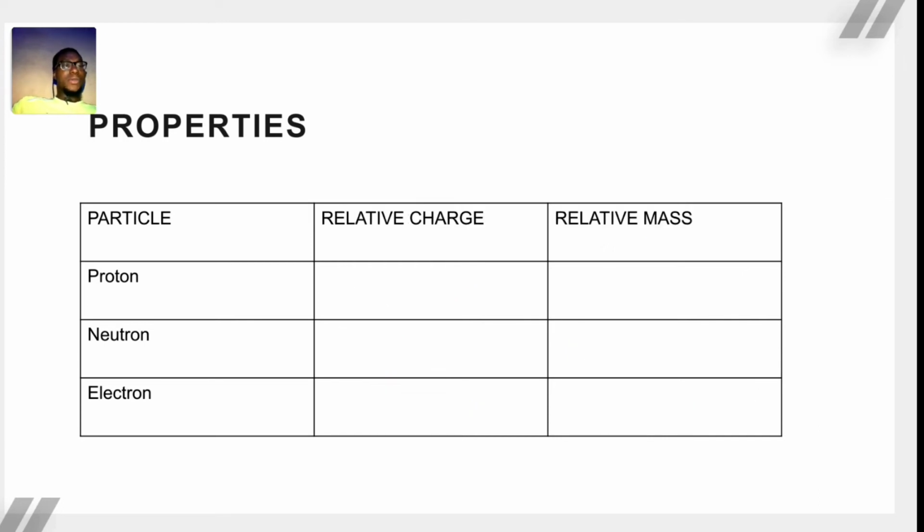Now down to the relative charges and relative masses. For proton, we usually attach a relative charge of +1 since protons are positively charged. Neutrons have no charge, that's 0. Then electrons have a charge of -1. Then the relative mass is neither positive nor negative. We're just attaching numerical values to the relative mass. So for proton, we'll have 1. For neutron, we'll have 1 as well. Then for electron, we'll have 1 divided by 2000, which is negligible.